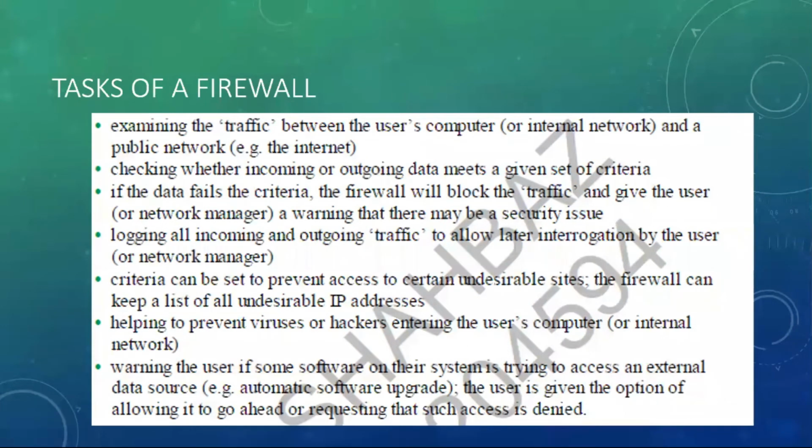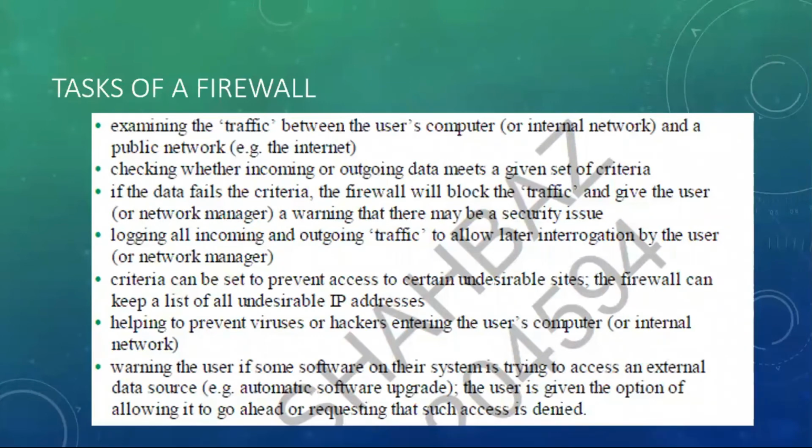If the data fails the criteria, the firewall will block the traffic and give the user a warning that there may be a security issue. Just a warning. Logging all incoming and outgoing traffic to allow later interrogation by the user. Okay? We log all of those that are trying to communicate with us, and then later on we try to analyze. Maybe a hacker is trying to communicate with me. I need to find that hacker now.